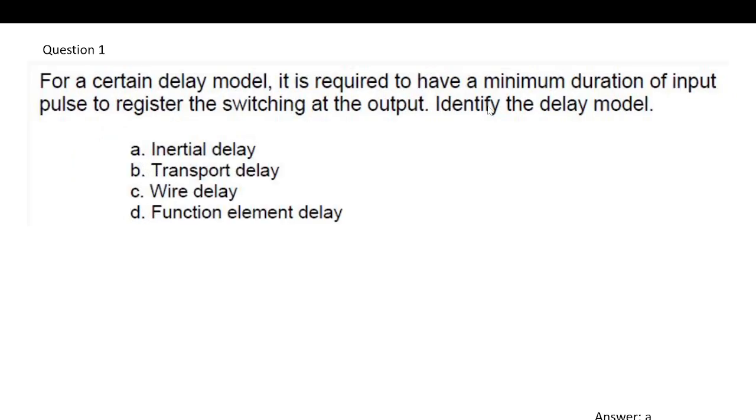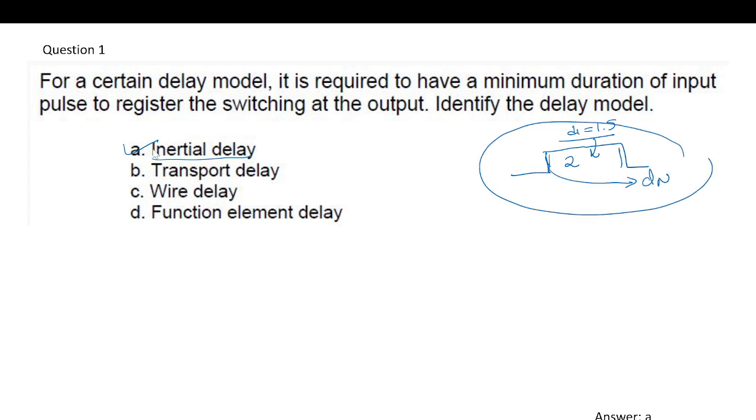Next we will go for some problems from the previous year assignments. For a certain delay model, it is required to have a minimum duration of input pulse to register the switching at the output. Identify the delay model. We have already said that inertial delay needs some amount of time for the transition. Like this transition, it should be for 2 if the D1 was 1.5. We saw that if it is 2, then this transition is propagated to the output with the delay. So it's an inertial delay.